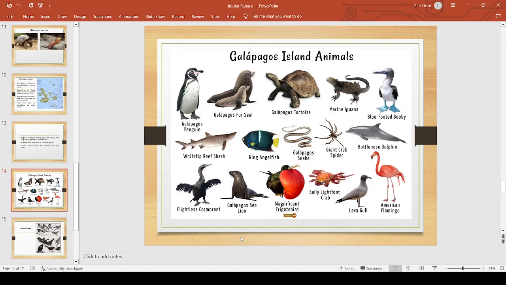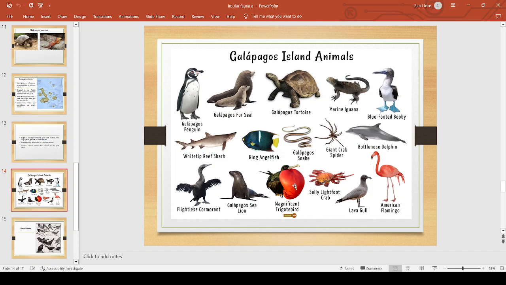Here you can see some of the prominent animals living in Galapagos Island. We have the Galapagos penguin, fur seals, tortoises, iguanas, then the blue-footed booby, which is a bird, then whale shark, and white tip reef shark. So these are some of the most common types.